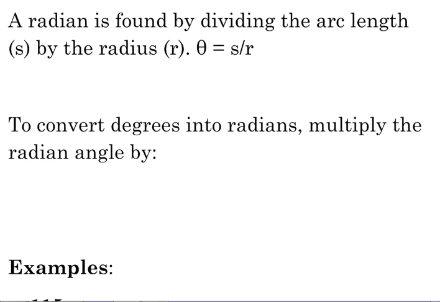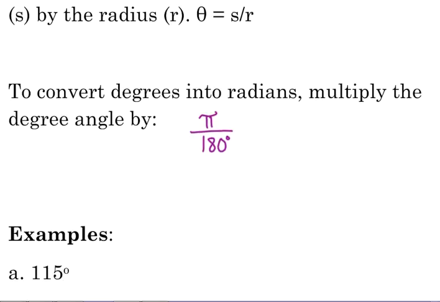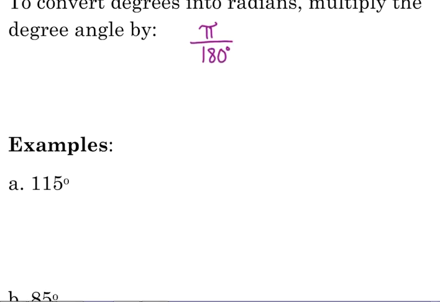To be able to convert degrees into radians, multiply the, and that should not say radian angle, that should say degree angle. Multiply the degree angle by pi over 180 degrees. Okay, we're going to multiply it by pi over 180 degrees. So that's the key to converting degrees to radians.